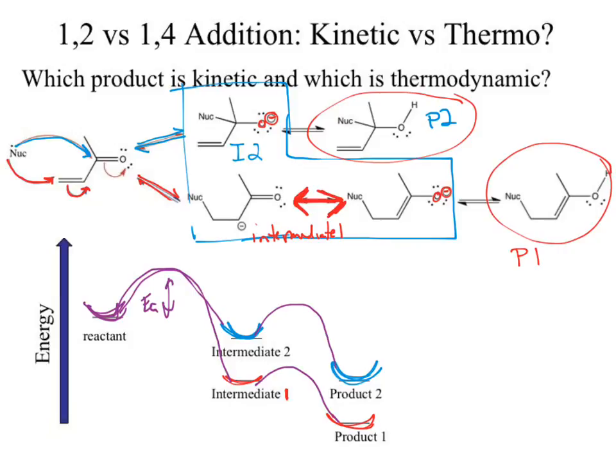Only when we get down to our second step does our activation energy for the red one appear to be smaller than for our blue one. Which means when we run this reaction, what product should we expect? Product number one, our red one, every single time our nucleophile should attack only the alkene. This is not what we see. So something about our diagram is wrong.